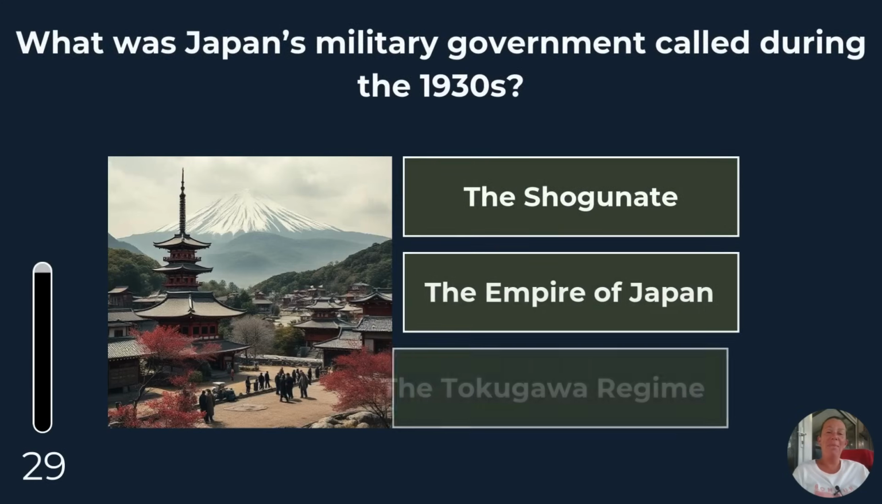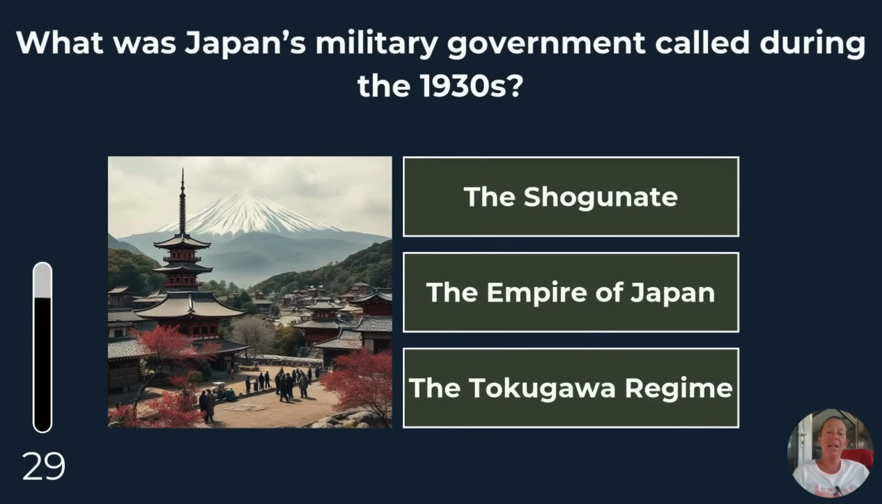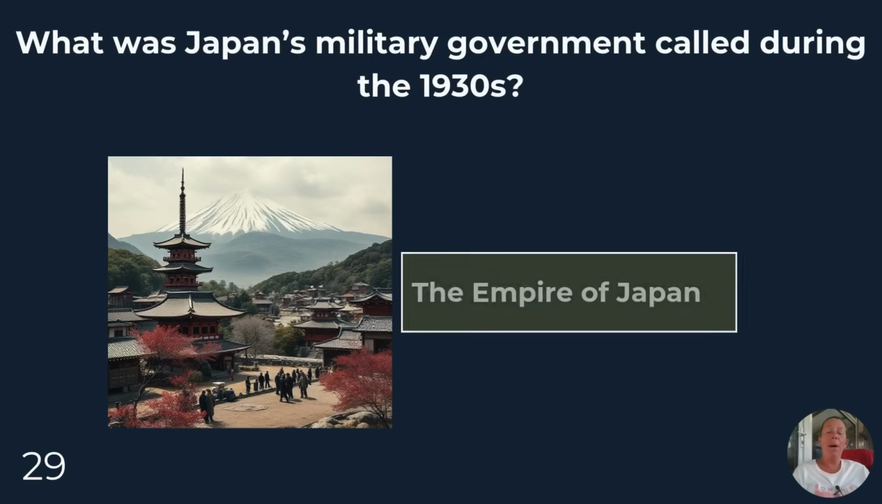What was Japan's military government called during the 1930s? The Shogunate, the Empire of Japan, or the Tokugawa regime? The Empire of Japan.